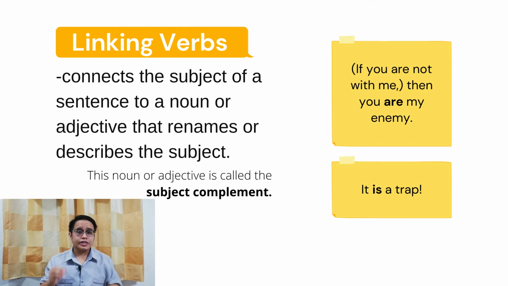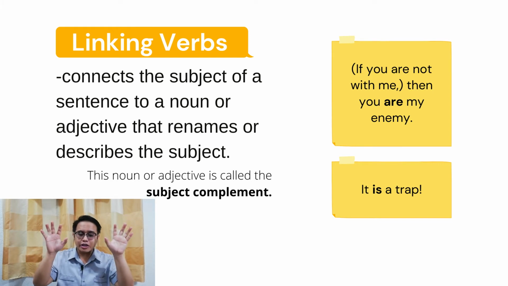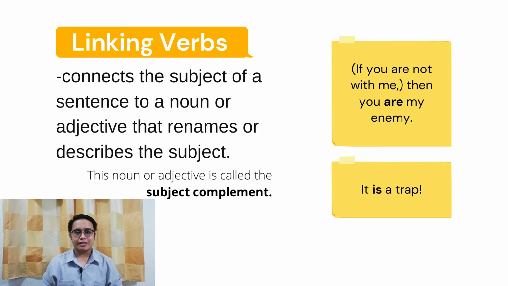And in our second example, it is a trap. So it and then atong is a connection to the trap, because it and trap are the same thing. And kung unsa ganing noun or adjective nga nag-describe sa subject, it is what we call a subject complement. Gi-complement niya ang subject. So for example, you, an enemy. So kinsa maning you? Ang enemy. Unsa maning it? A trap. So kanang naa sa after sa verb is what we call the subject complement.